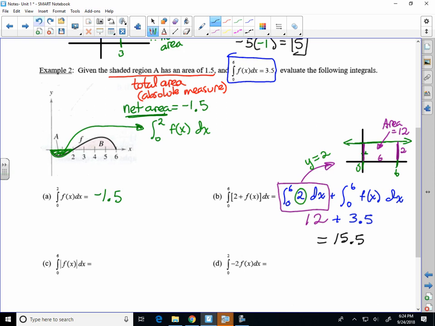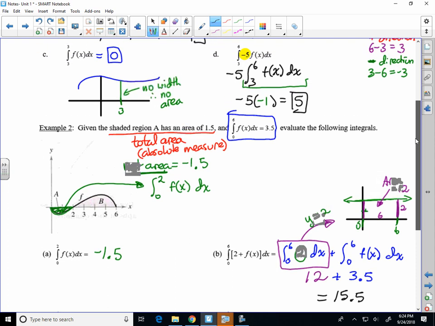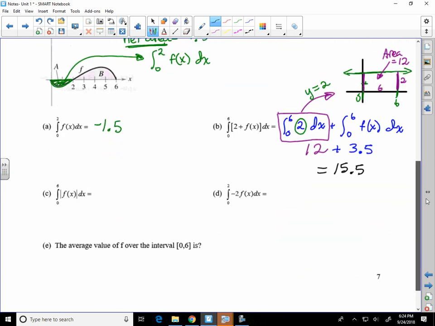All right, so people have said in the past that they like doing it that way. I think it gives you a pretty solid understanding. I was looking for another example. I don't think I have one on here.